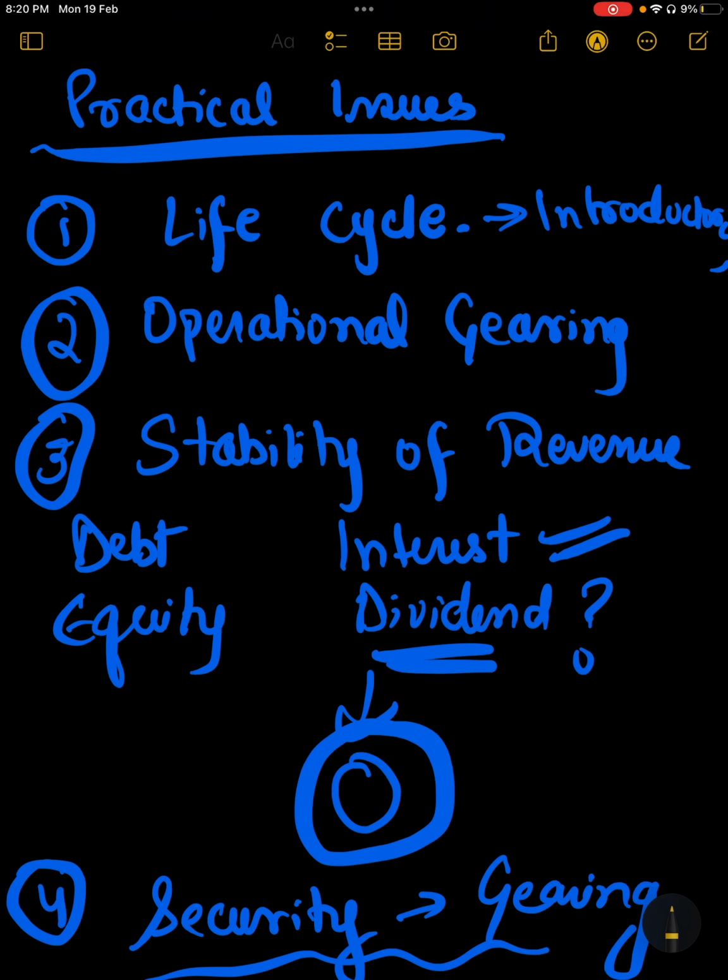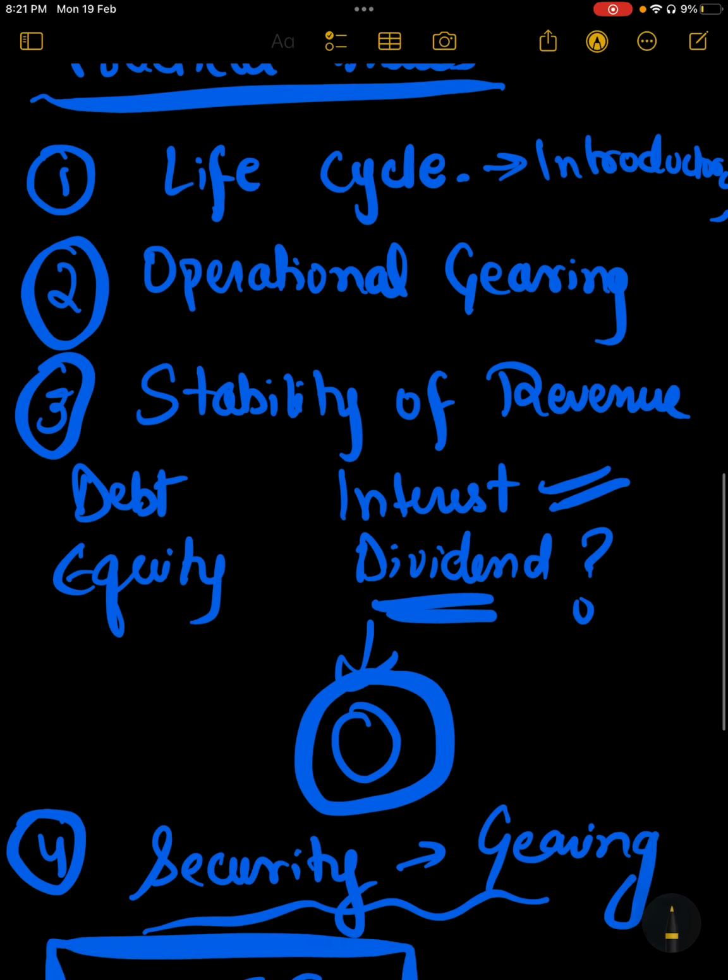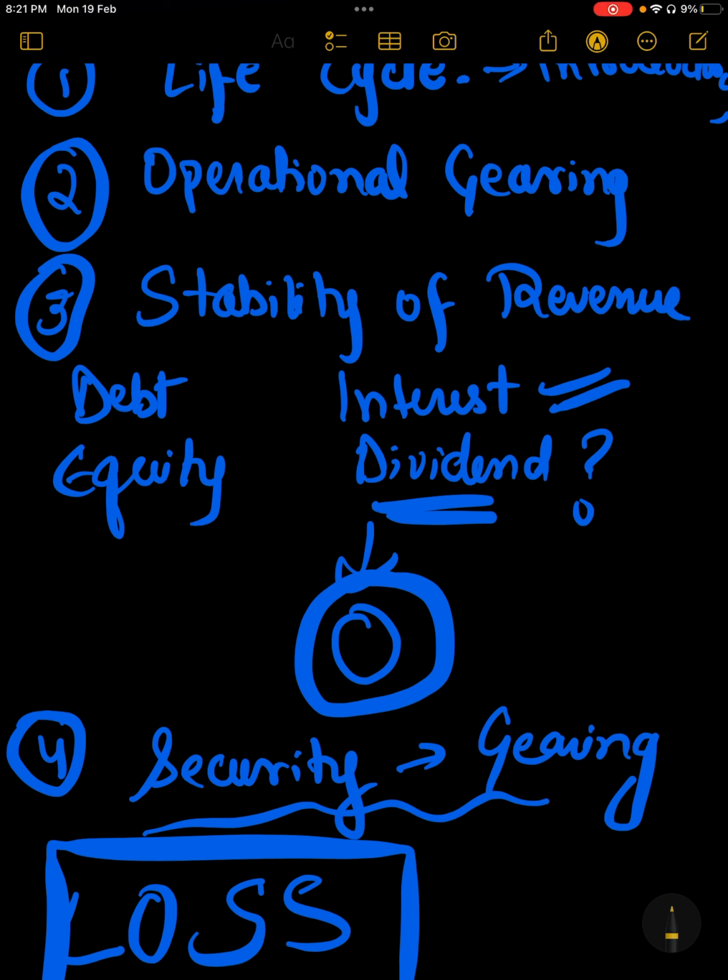In what stage of its life cycle is the company, so that we can understand whether we want debt or not. For example, if a company is in an introductory stage, it is not possible that it will get more equity holders. Why would someone want to invest in that company? Like penny stocks, nobody wants to invest in penny stocks, they are risky. So obviously, in that case, gearing would be preferred. Second, operational gearing. If we currently already have a lot of gearing, we will think twice about taking more debt.